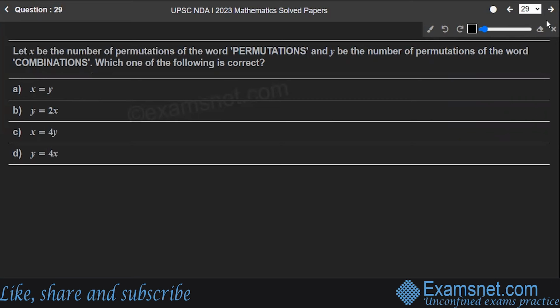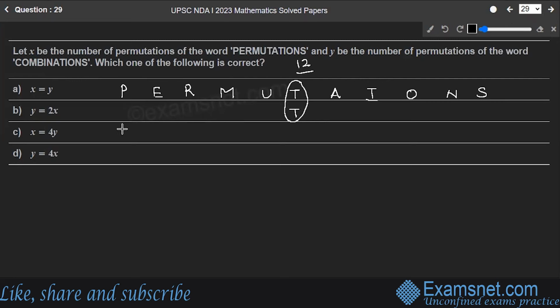Okay, so let's write the word PERMUTATIONS: P, E, R, M, U, T, A, T is repeating, I, O, N, S. How many alphabets are there? 12. How many are repeating? I mean, how many are coming twice? There are two alphabets, T and T, coming twice, right? So one alphabet actually is coming twice.